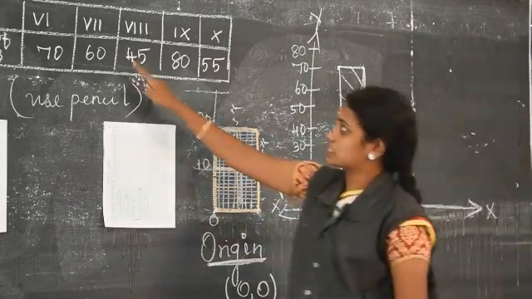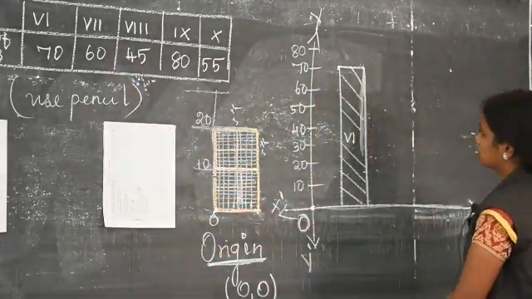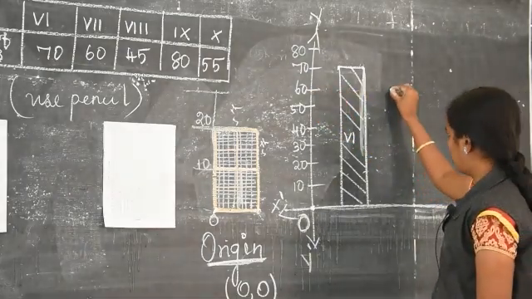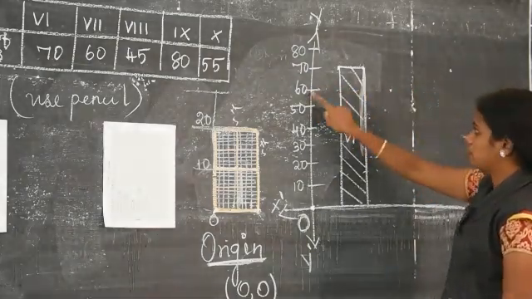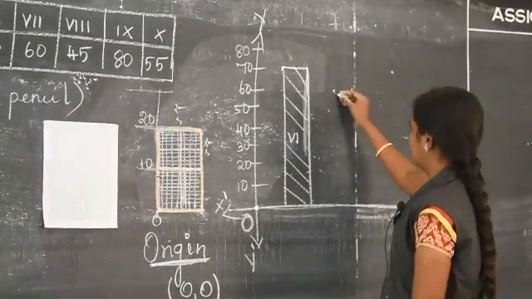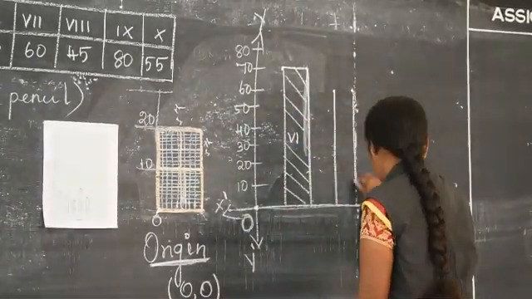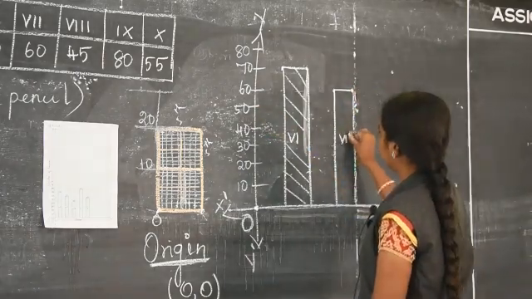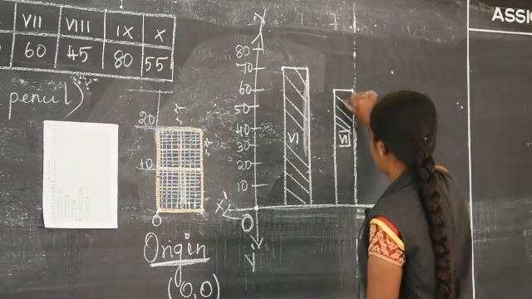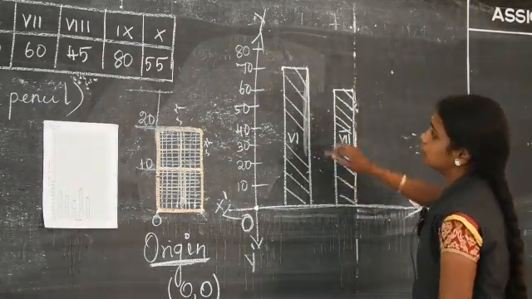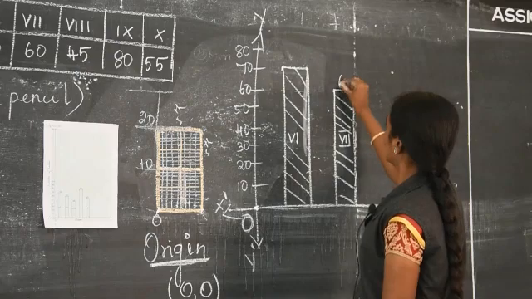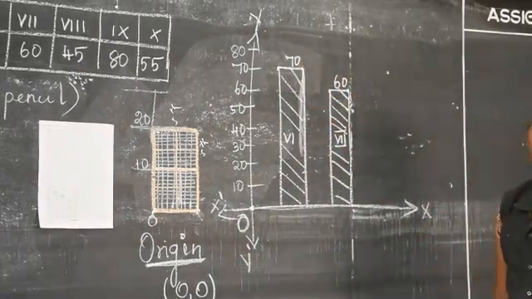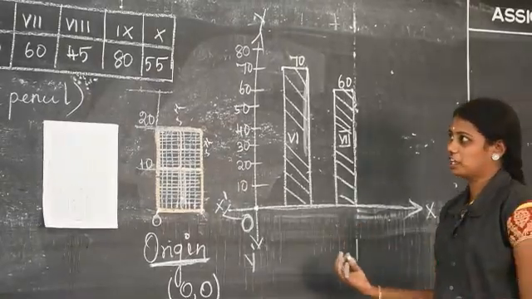Next class 7, 60. Class 7, 60. Where is the 60? Here. Leave one box. Keep the dot. Use a scale. Then the other dot. Then join it. Class 7. Shade it. Okay, class 7 is 60. Class 6 is 70. You write this, then you can verify. When you write, you will verify it and write. So, you will not make a mistake.